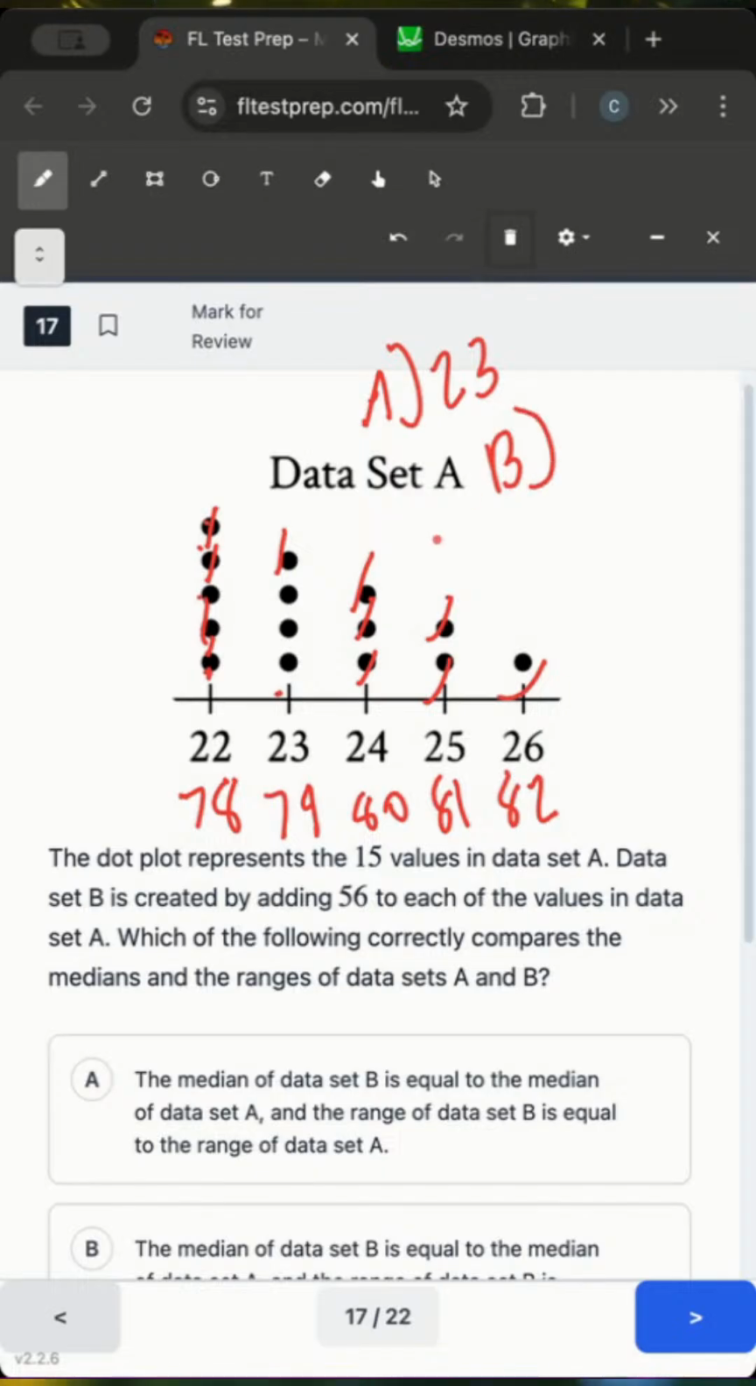In dataset B, it's now going to be 79 because we increased them. We didn't add more values. We just increased the values we already had, two different things. So I know the median is going to increase. All right, but what do I know about the range?